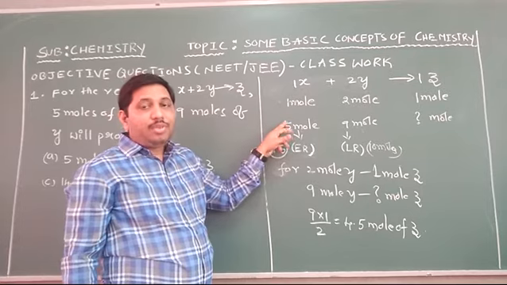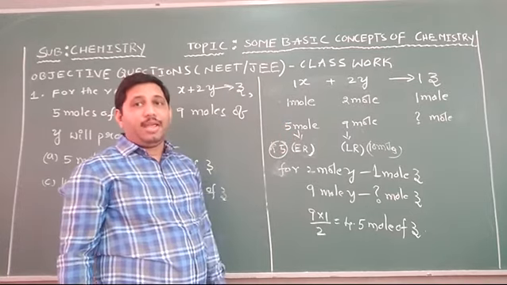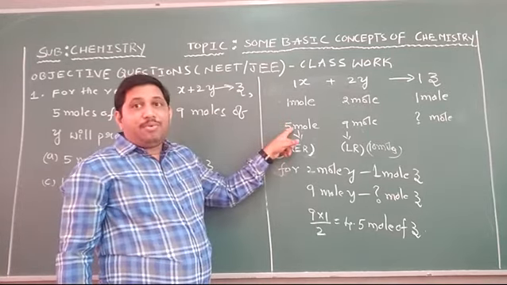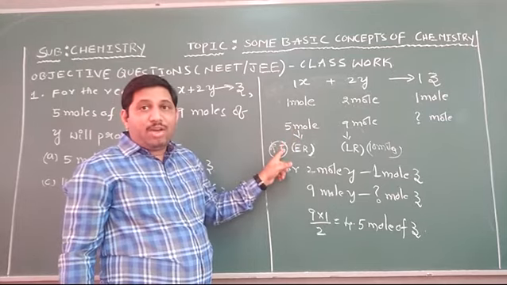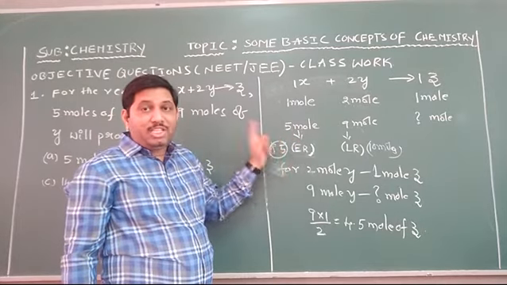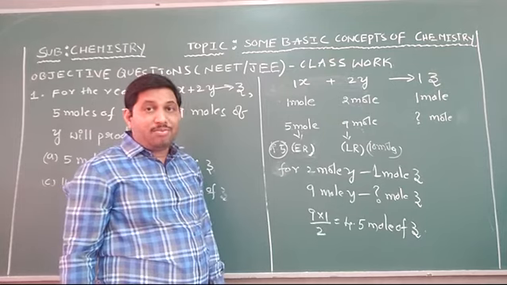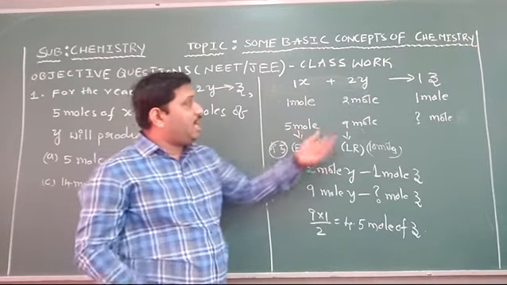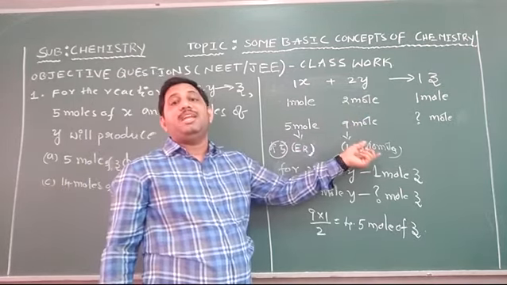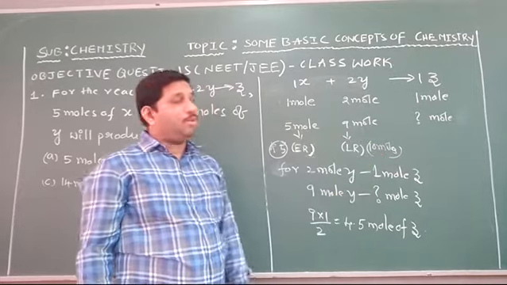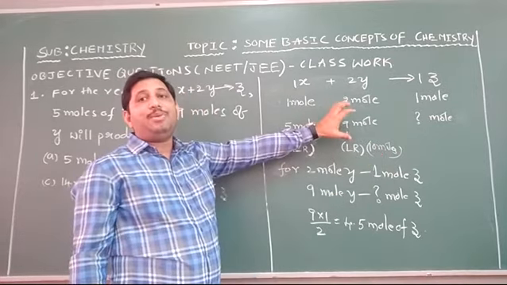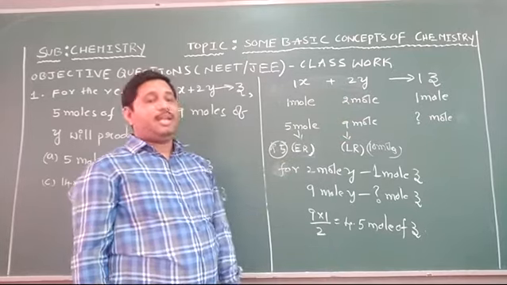Among the reactants X and Y, 5 moles of X is present. In that, 4.5 moles of X is consumed. Remaining is 0.5 moles. That is the excess reactant. Here 9 moles of Y is present. That is completely consumed. Therefore, basing on the limiting reactant only, product formation takes place.